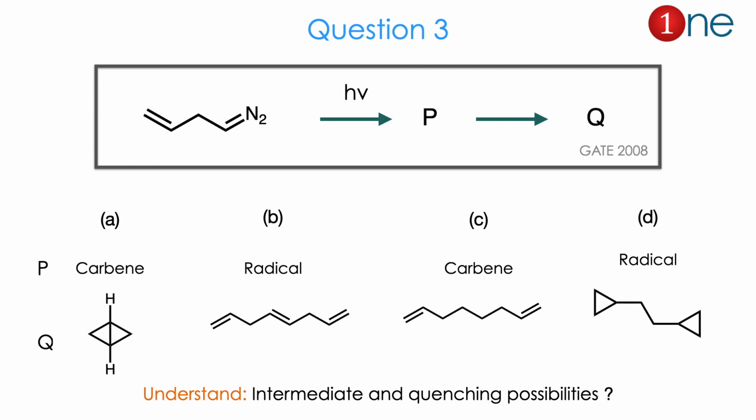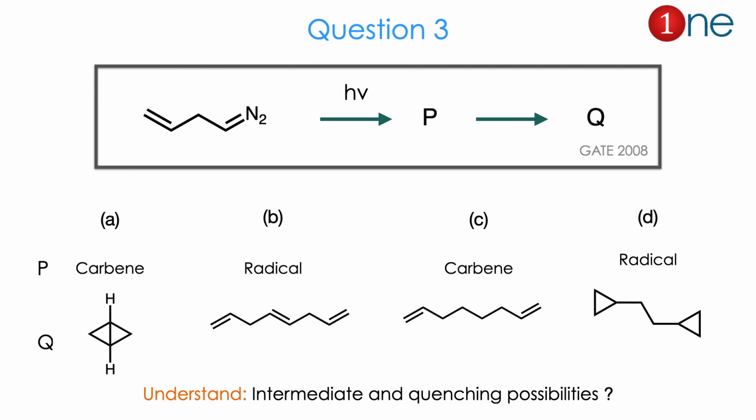Then question number 3. The starting material is a straight chain system with nitrogen, which is in azo form. You are using light. Two products are asked, which are P and Q. P is the intermediate, Q is the product. P can be a radical or a carbene.